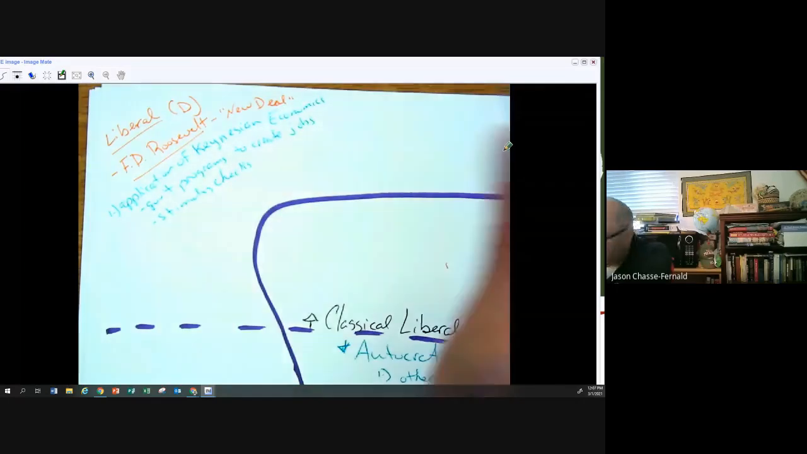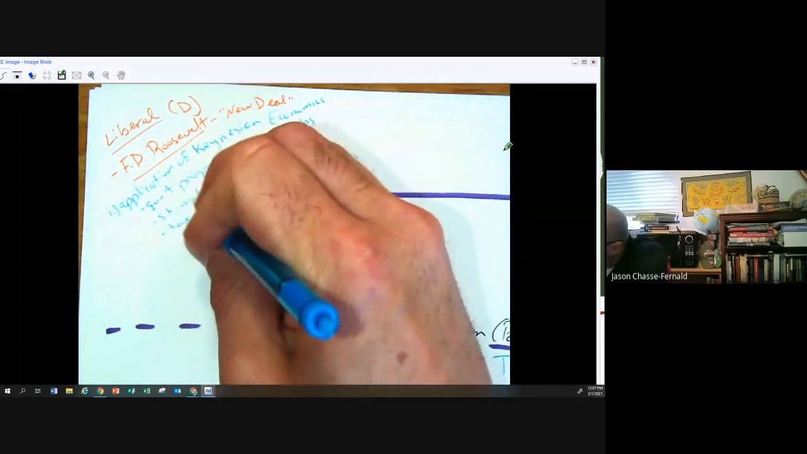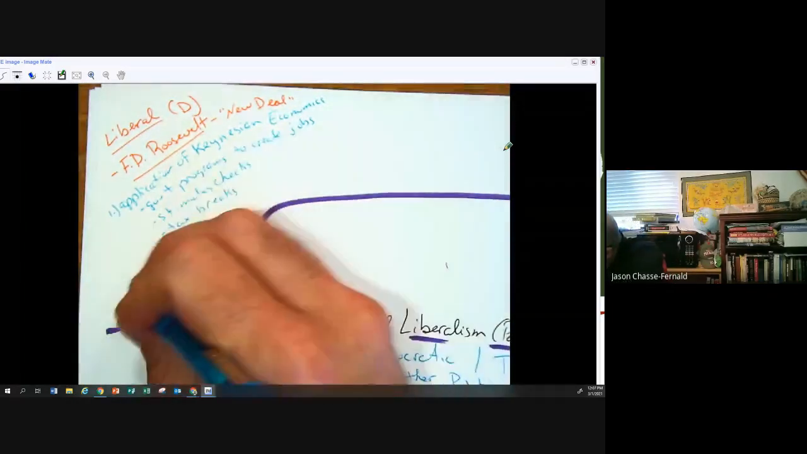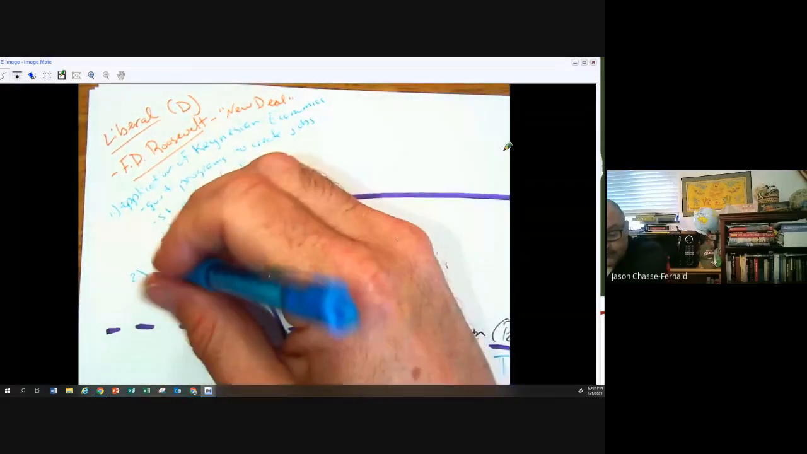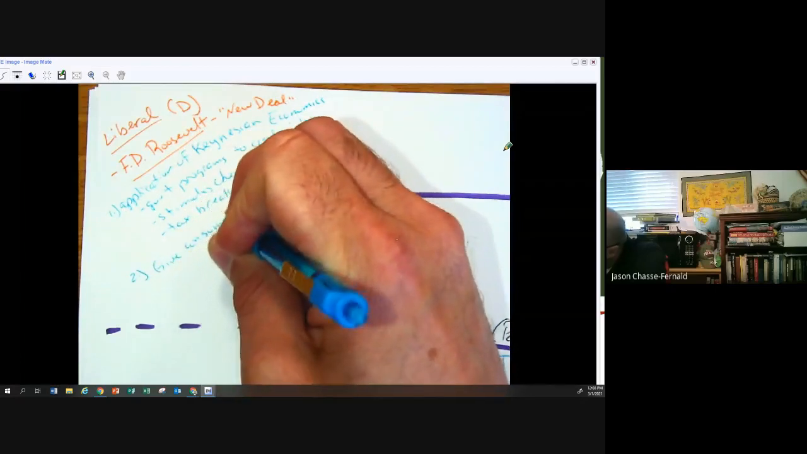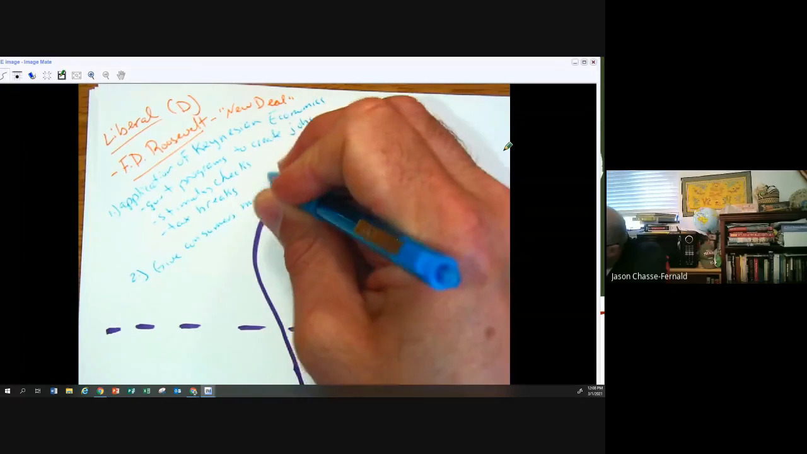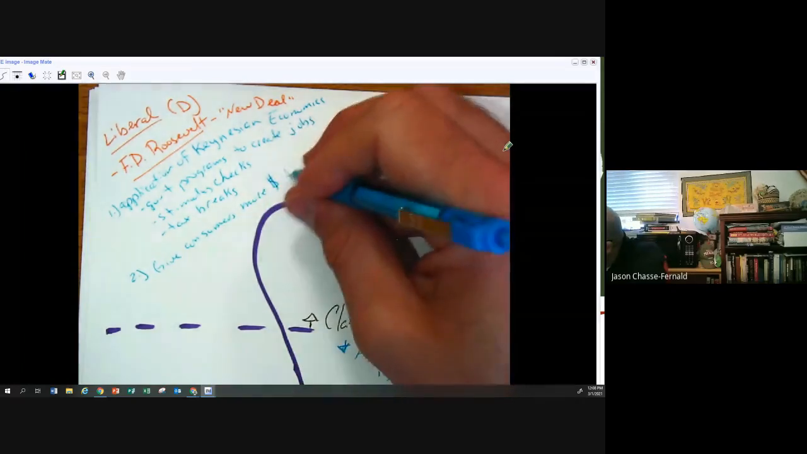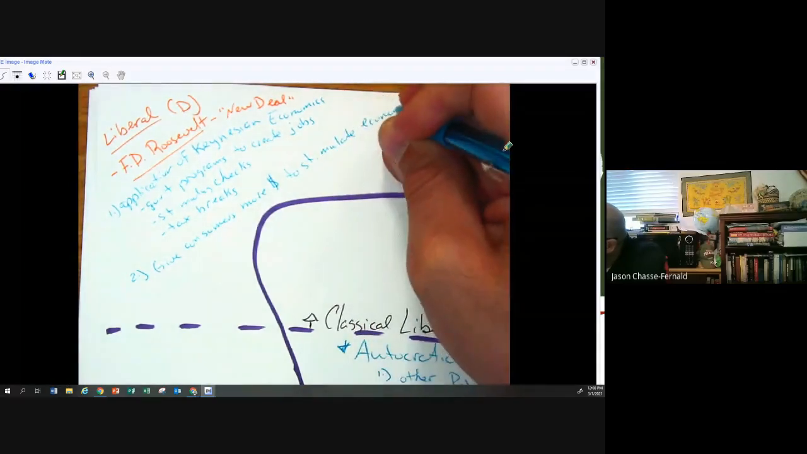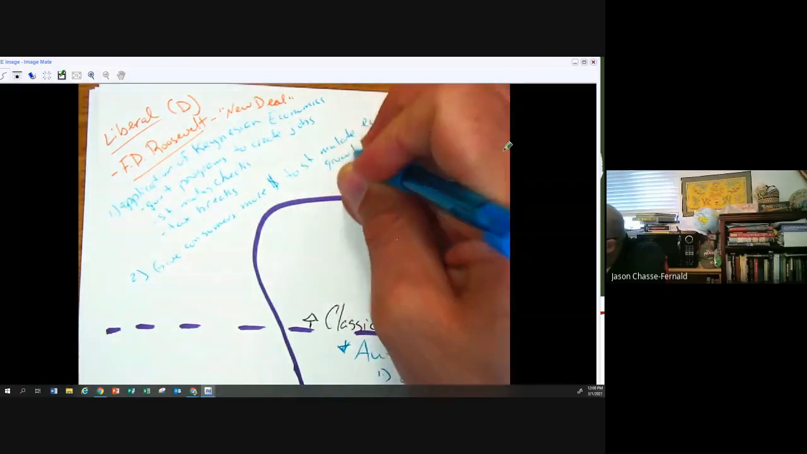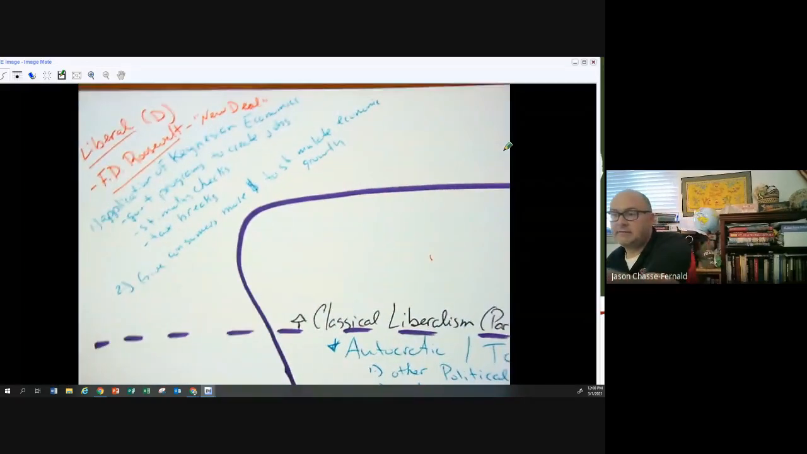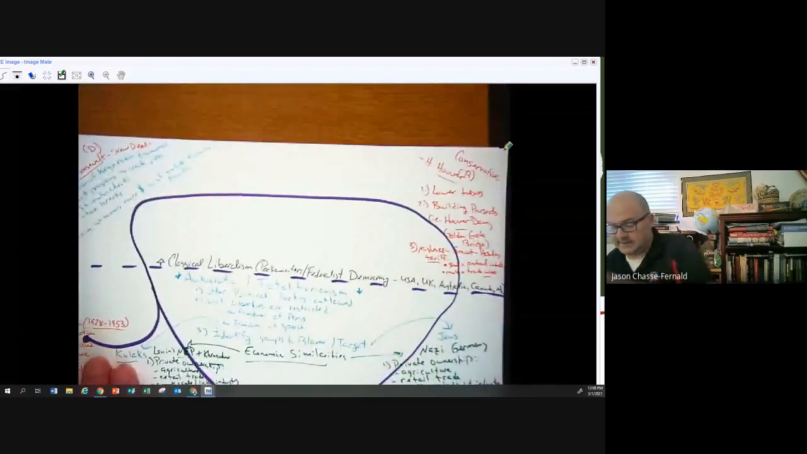right? Putting money into the hands of consumers, tax breaks, right? So anything that gives consumers more money, and that's the big piece of this: give consumers more cash, more money, to stimulate economic growth. All right, so that's the general idea behind Keynesianism, right?